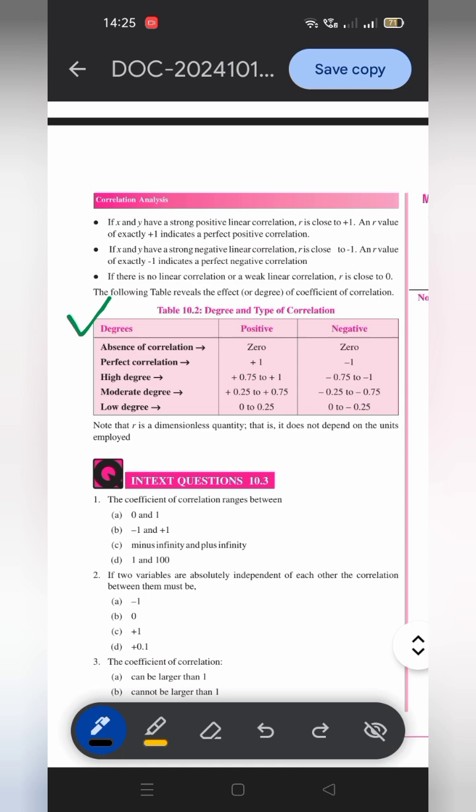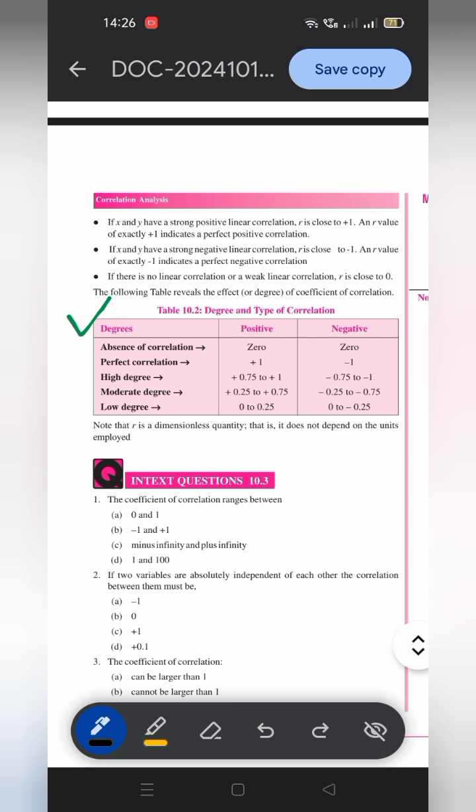Degree and type of correlation. Heading: Degrees. Absence of correlation: positive 0, negative 0. Next point, perfect correlation: positive 1, negative 1. Next point, high degree: 0.75 to positive 1, negative 0.75 to negative 1.